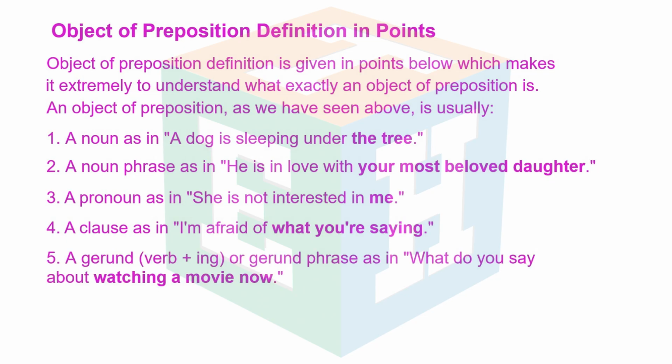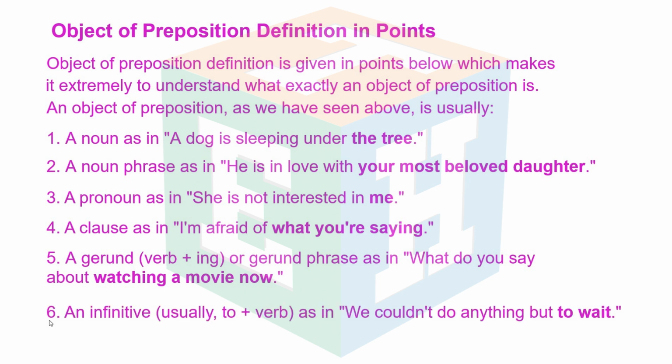Number 5, a gerund, verb plus ing, or gerund phrase as in, what do you say about watching a movie now? Number 6, an infinitive, usually to plus verb, as in, we couldn't do anything but to wait.